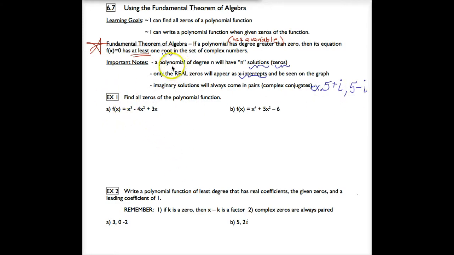So we are going to use this to help us know when we have found all of the solutions of a given polynomial. So example 1, we need to find all the zeros of our given polynomial. So I have x cubed minus 4x squared plus 3x. Since this does not have a constant term, that means that I can't use my rational zero theorem here. So that means I'm going to go straight to graphing it.